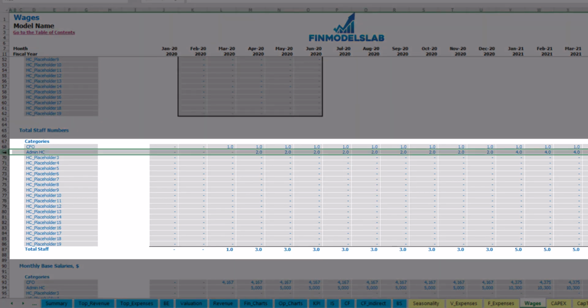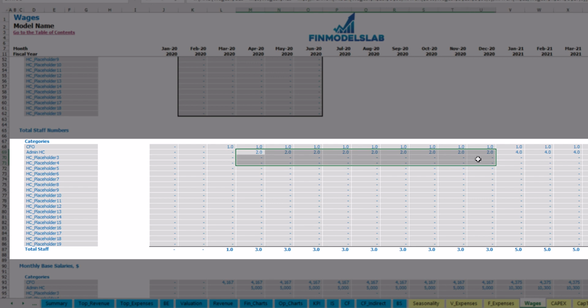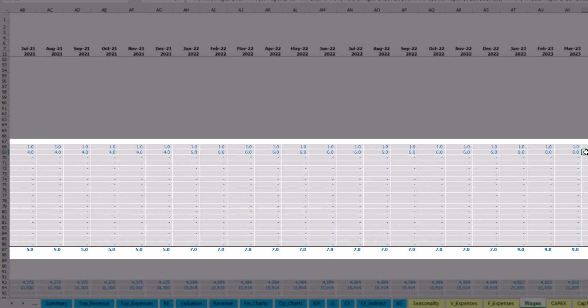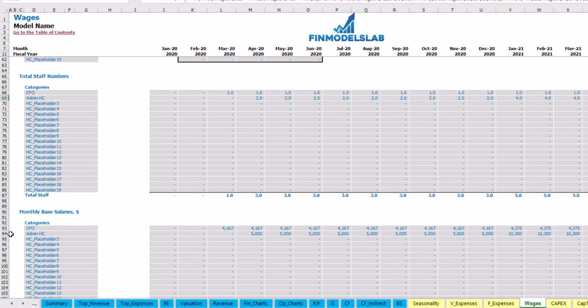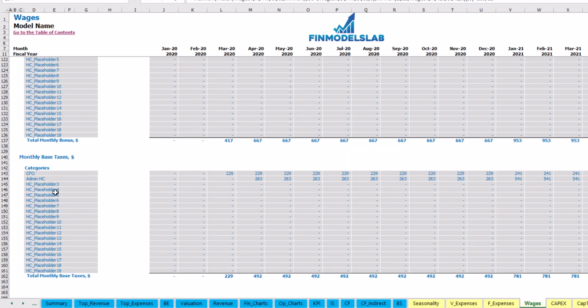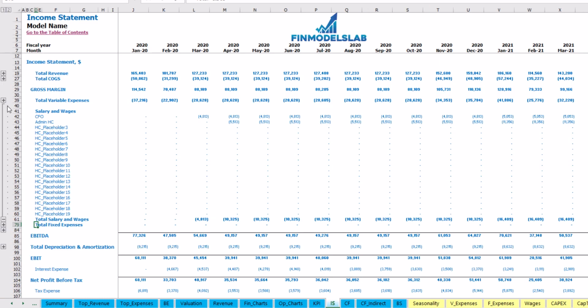So in here you may see total staff numbers, which is 2 for year number 1, 2020. Starting from year 2021, you have 4, then 6, 8, and 10 in the last year of the model. Again, the calculation of salaries for these headcounts, the calculation of bonuses, and the calculation of monthly taxes. You may see in the income statement the total salaries and wages, and here you may see the total amount of bonuses, payroll taxes, and wages for these headcounts.